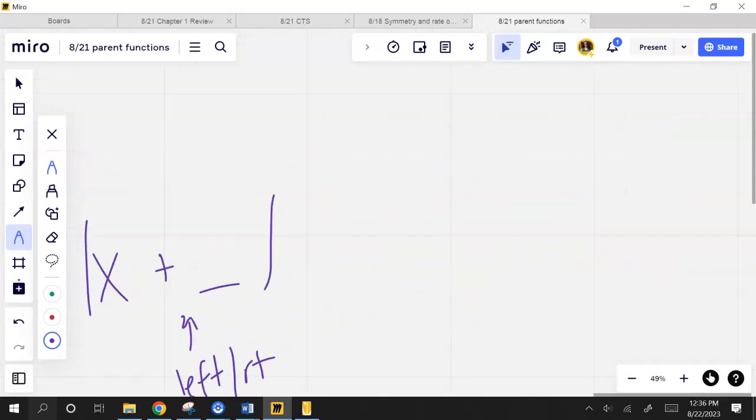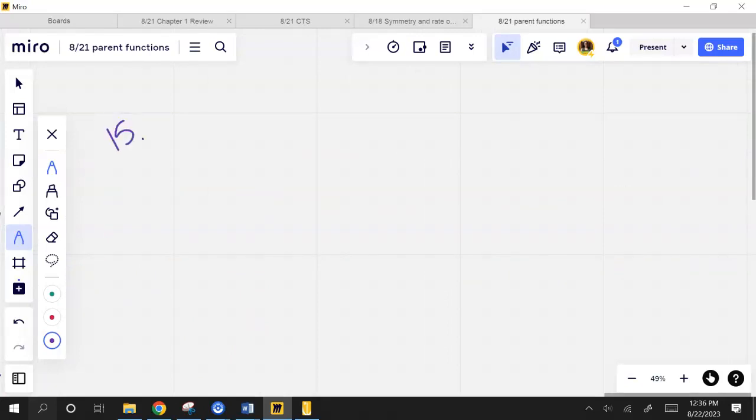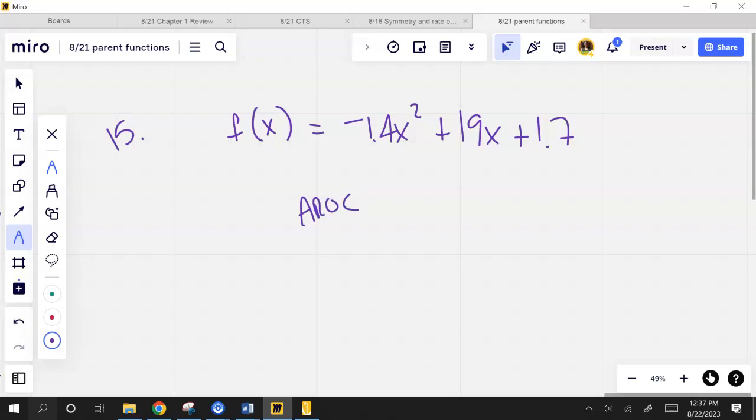15 and 16, the word problems. Yes. The average low temperature by month in Nashville is represented by the function, where X is the month. X is the month. So we're talking about January, guys. January is 1, February is 2, March is 3, and so on. It says find the average rate of change from March to August.